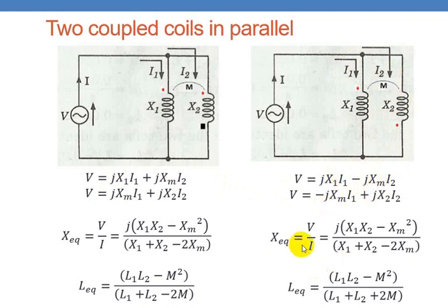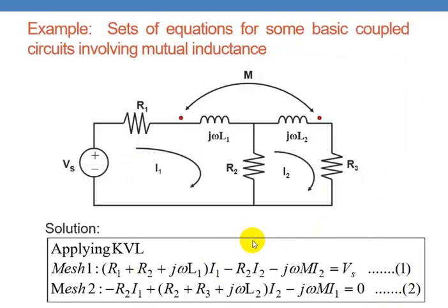Then again you obtain the ratio V by I. This will be equal to L equivalent, which will be equal to (L1 L2 minus M square) divided by (L1 plus L2 plus 2M). The only difference is here you have a plus sign, whereas you have a minus sign here.